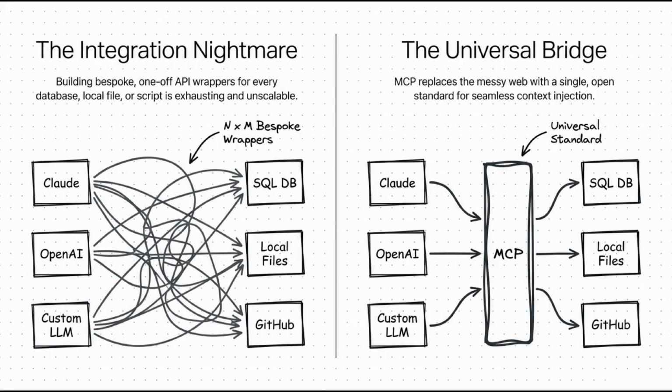Basically, if you have N number of AI models and M number of data sources, historically you had to build N times M individual bespoke API wrappers just to get them to talk to each other. Building these one-off connections for every database, local file, or script is just exhausting, and honestly, it's completely unscalable.